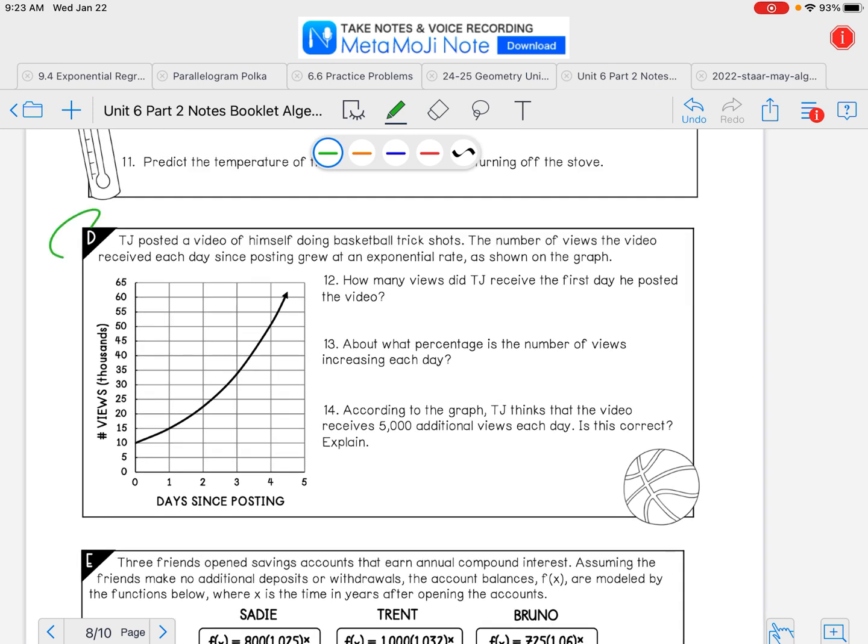It says D for some reason. TJ posted a video of himself doing basketball trick shots. The number of views grew at an exponential rate. You can tell it's growth. How many views did he receive the first day? Well, that's your initial amount, your y-intercept. Now, it isn't thousands, so 10,000. About what percentage is it increasing?